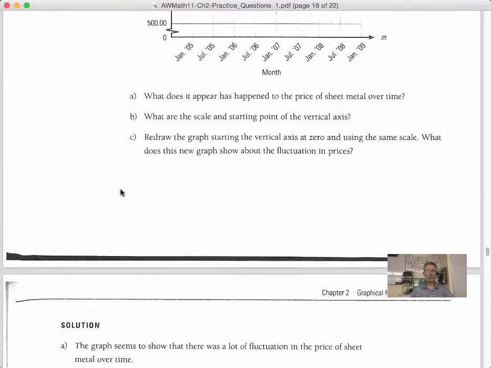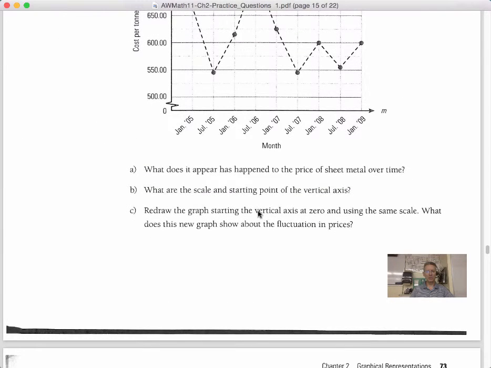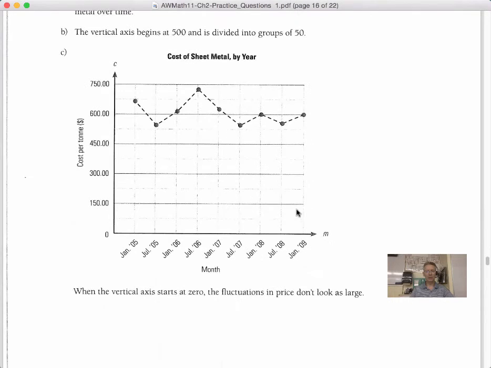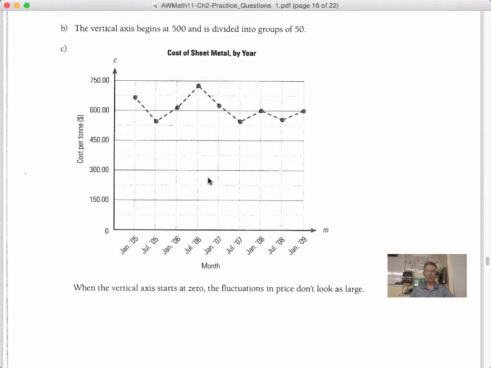In the text in your book, it says here in part C, by drawing the vertical axis starting at 0 and using the same scale. Well, in fact, they don't actually use the same scale in this example. You could redraw it yourself, say using a scale of 1 box in the vertical to be $50, and it would still give you a similar result to this.